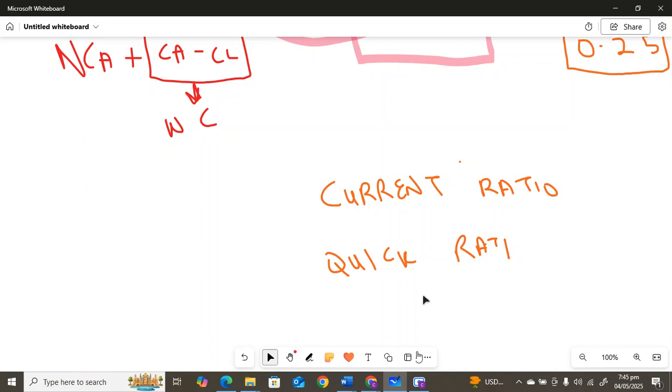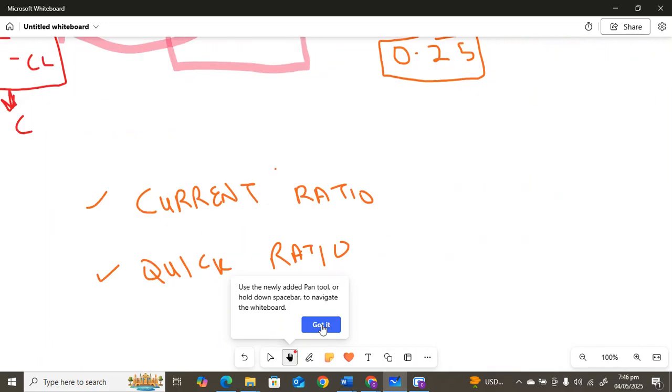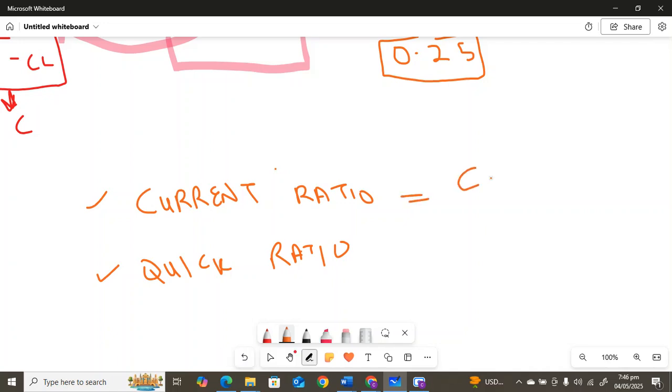Okay, so the liquidity ratios, we have two of them, the current ratio and the quick ratio. Both are going to indicate to us if a company can cover its current liabilities with its current assets. As you can see, the formula for the current ratio is current assets over current liabilities. You always want a current ratio above one.